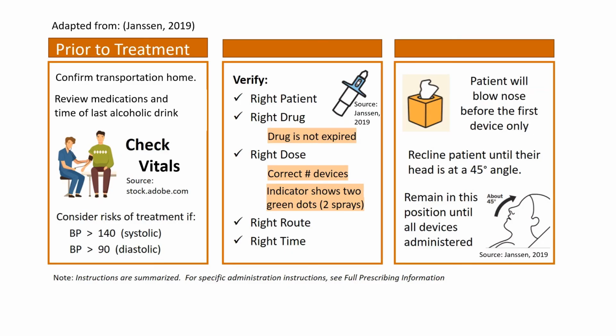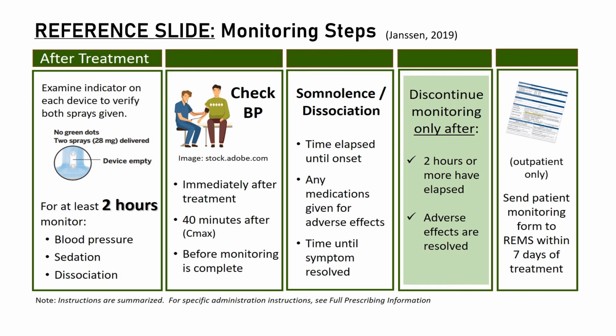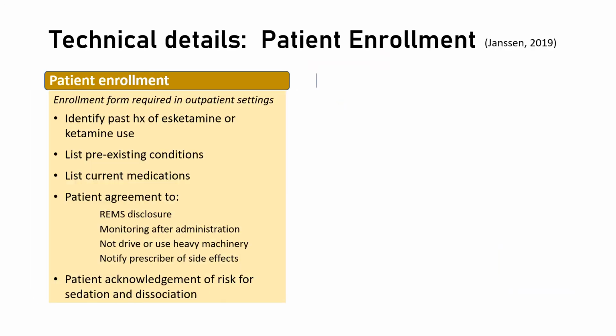When the patient arrives on treatment day, they typically have to come with someone who agrees to drive them home. Vitals are taken and potential medication interactions are assessed. The medication is administered with a 5-minute interval between each spray. Staff will watch while the patient self-administers the medication. After administration, the patient is monitored for 2 hours for adverse effects.